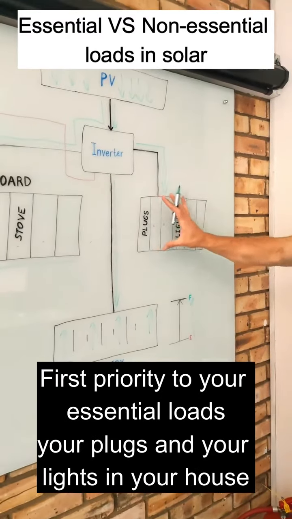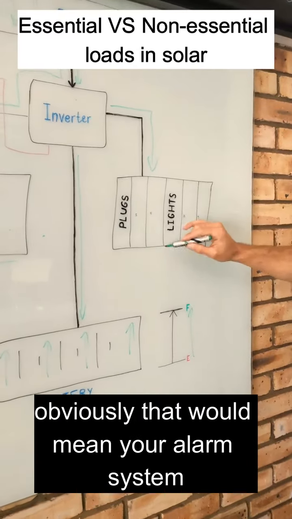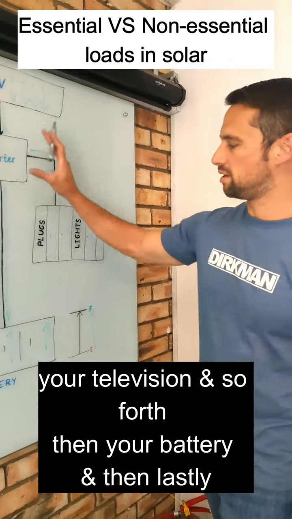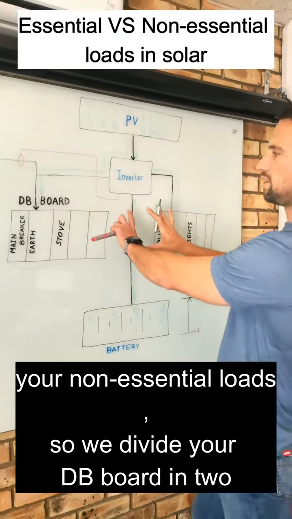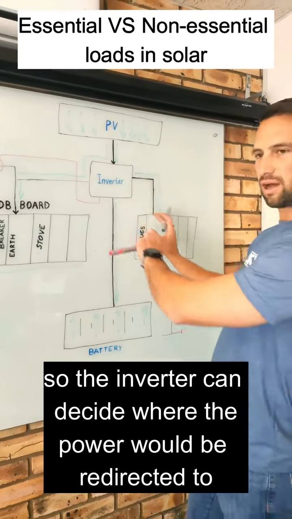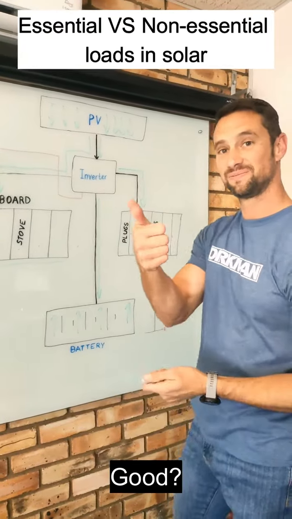First priority to your essential loads, your plugs and your lights in your house. Obviously that would mean your alarm system, your television and so forth. Then your battery, and then lastly your non-essential loads. So we divide your DB board in two so that the inverter can decide where the power would be redirected to. Good?